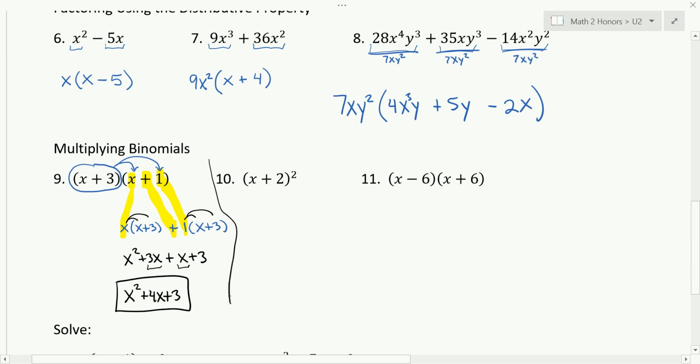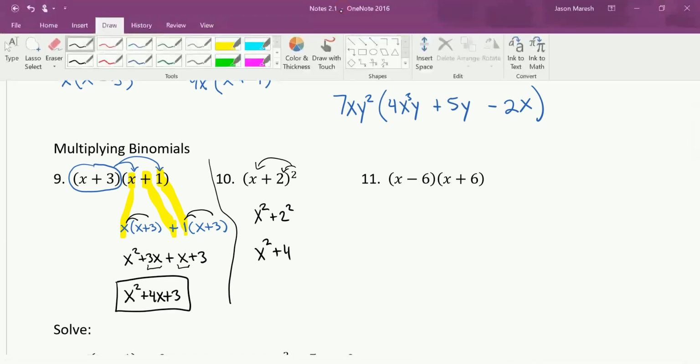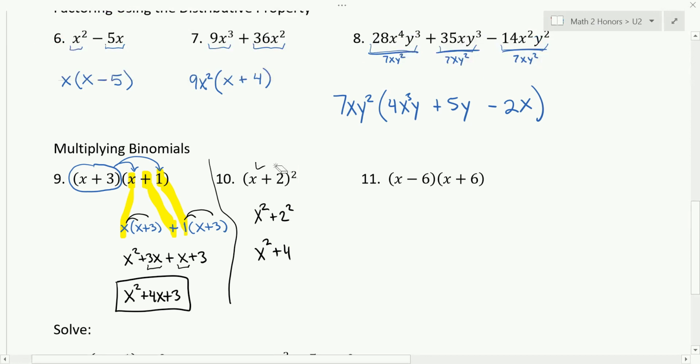Number 10. Here's another common mistake, especially coming out of the last unit. I square that, and I square that, and x squared plus 2 squared is x squared plus 4. I've seen that a lot. That is wrong. Very wrong. What's wrong about that? It's tempting. This is a shortcut that we took there. That's why shortcuts can be bad if we don't understand where they come from.